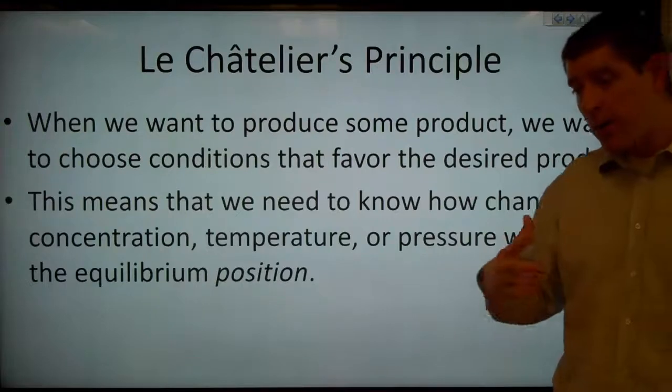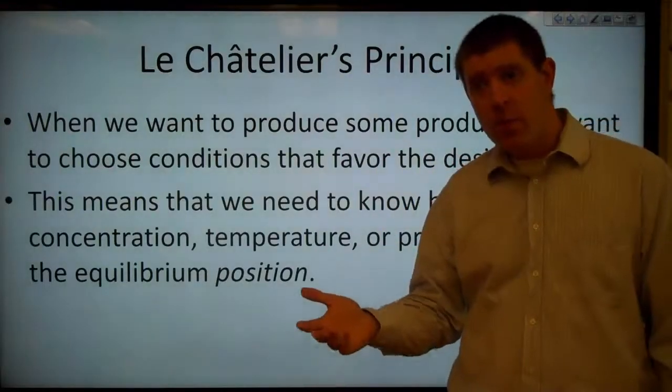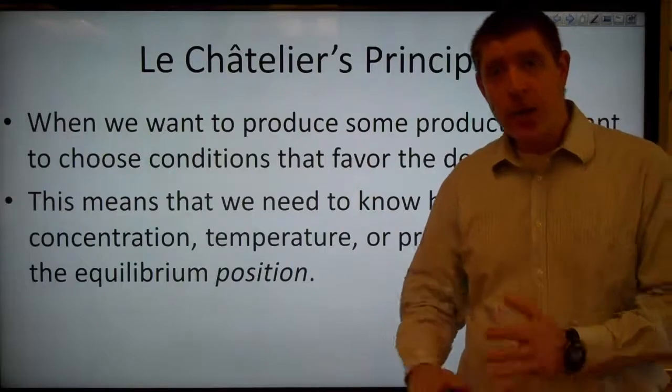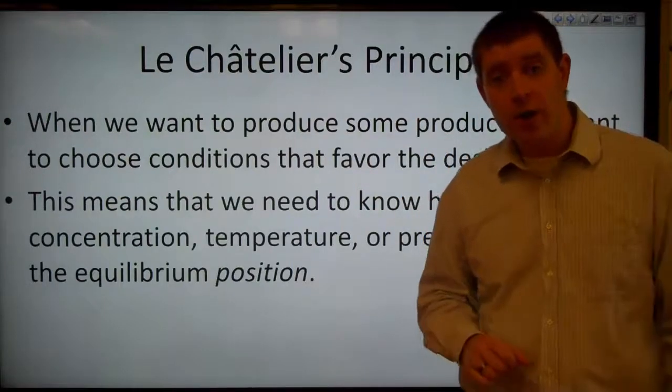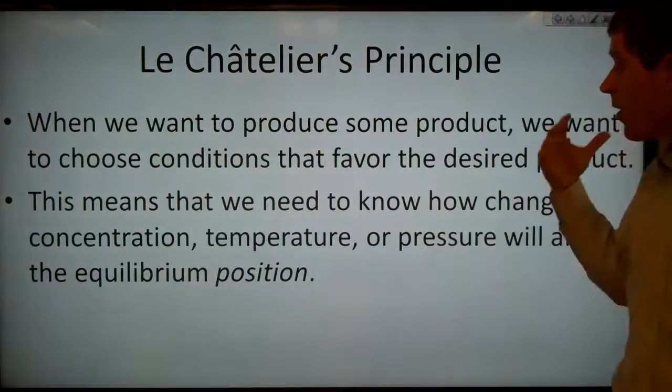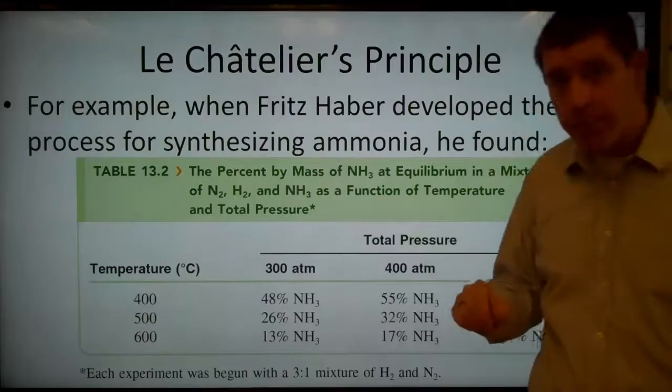Because if we want to make whatever our product is, we usually want to get rid of as much of our reactant as possible, and we want to produce as much of our product as possible. So we want to shift our equilibrium as far to the right as we can.